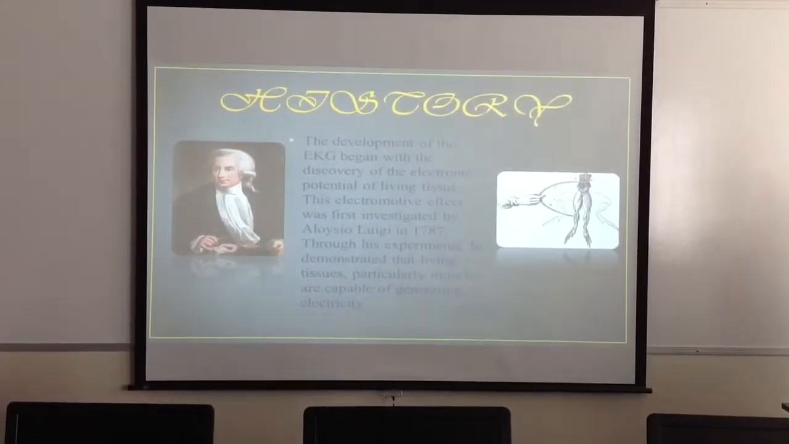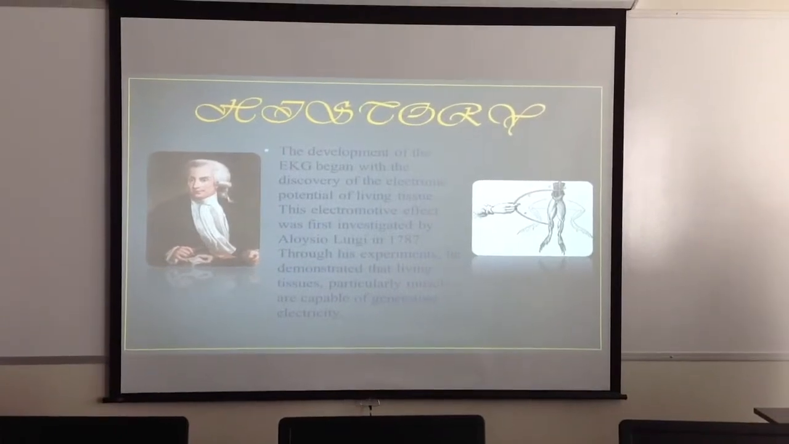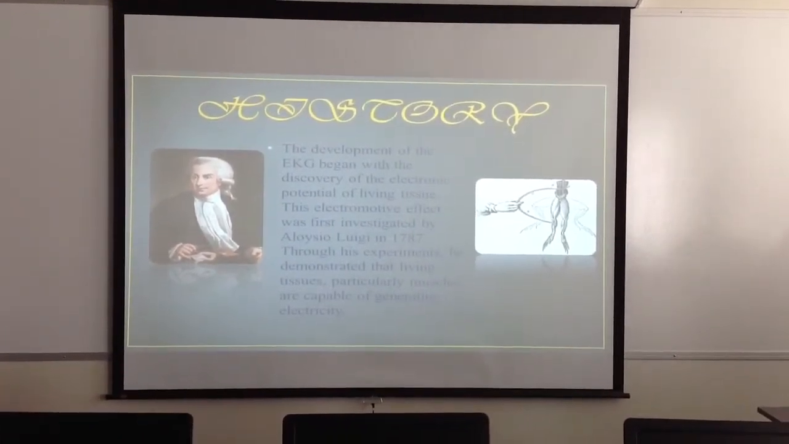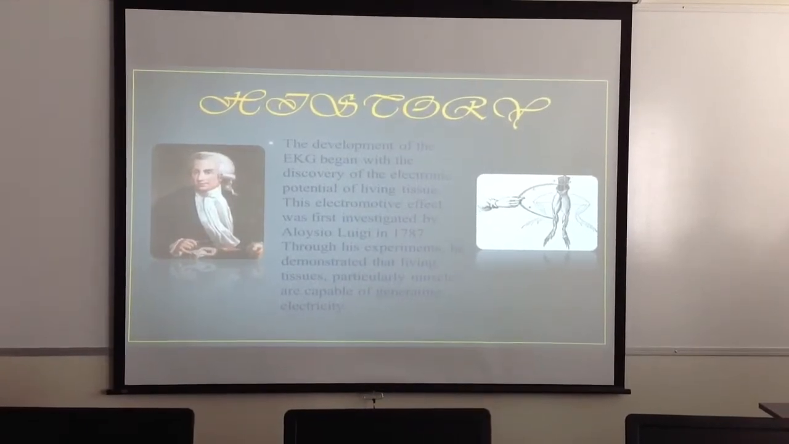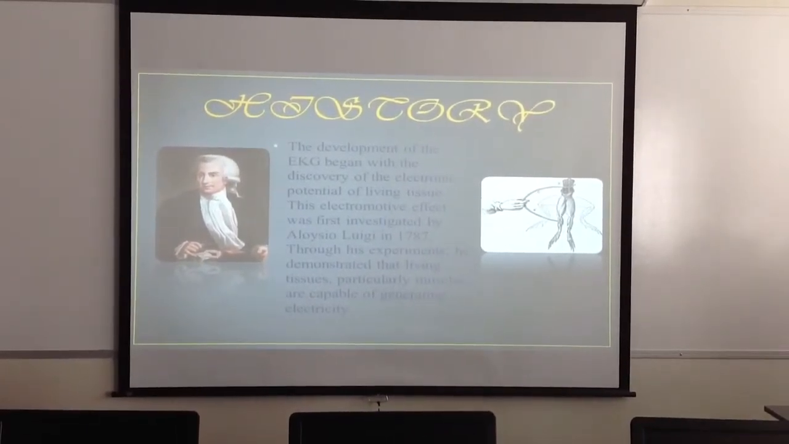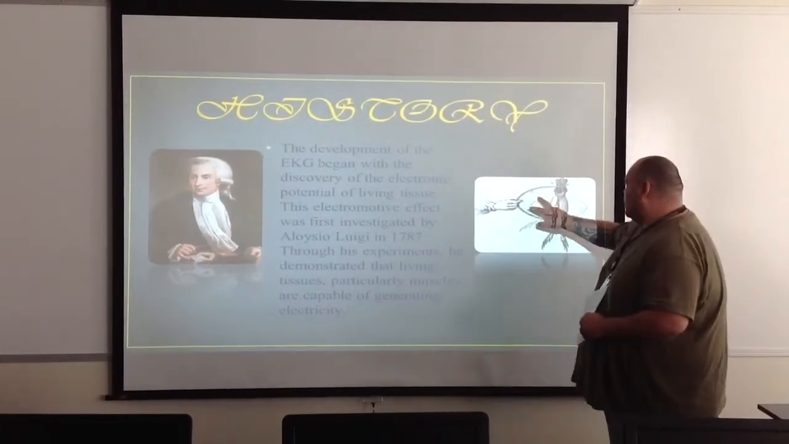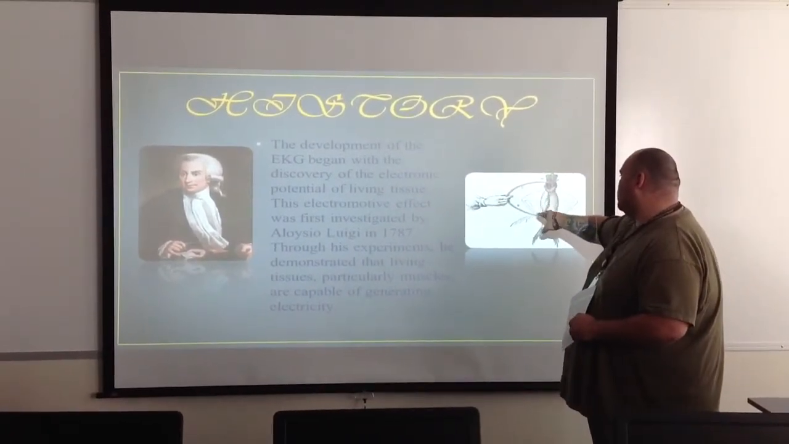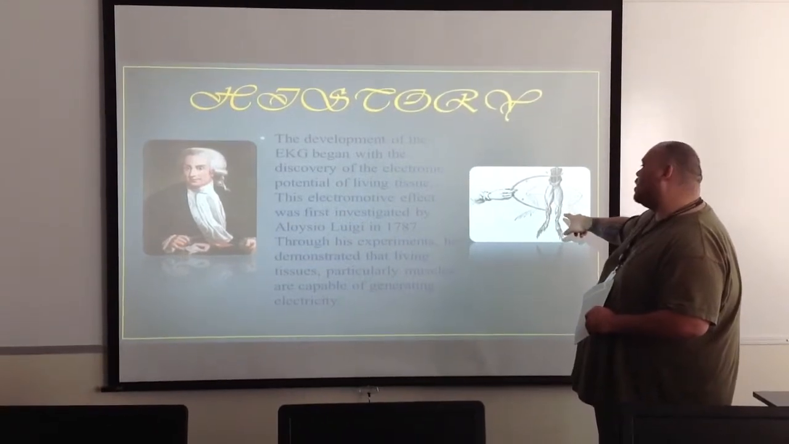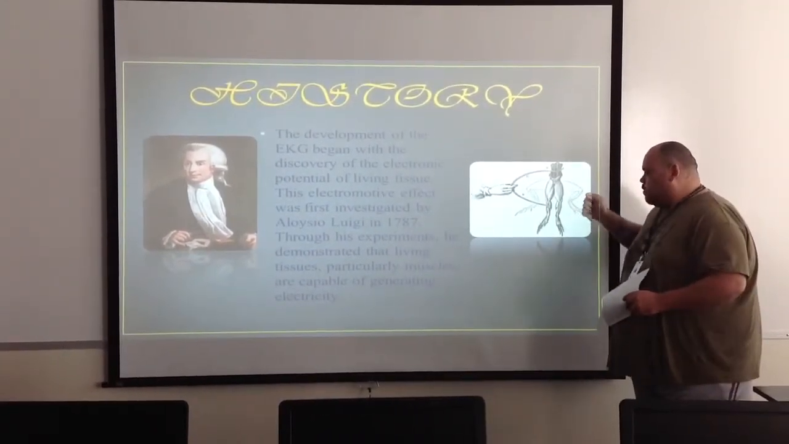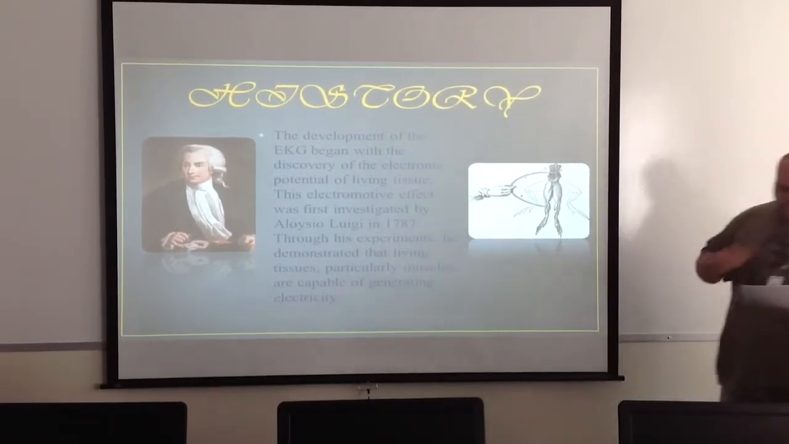In its history, the development of the EKG began with the discovery of electric potential of living tissue. This electromotive effect was first investigated by Aloisio Luigi in 1787. What he did was to get cables and connect them from the nerves to the actual muscle of a frog's legs, and realized that through electrical impulses, the muscles will contract.